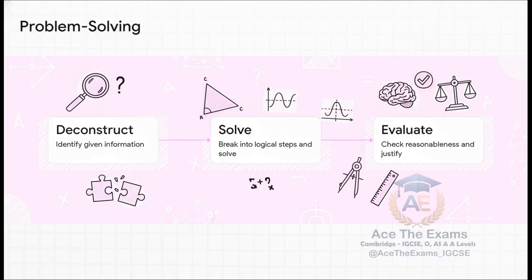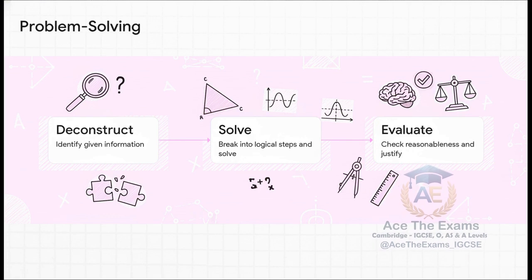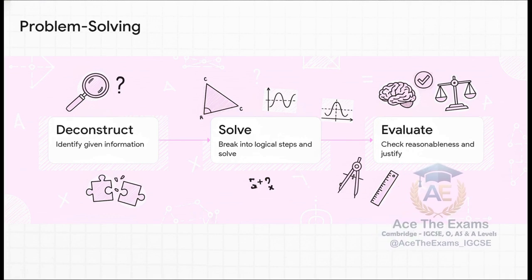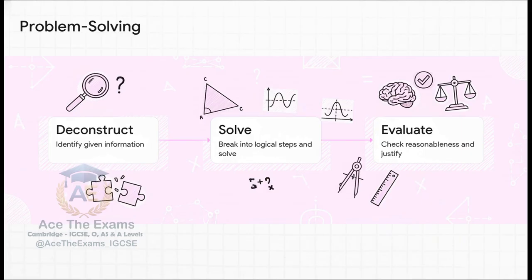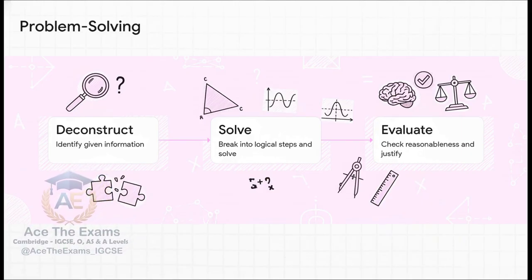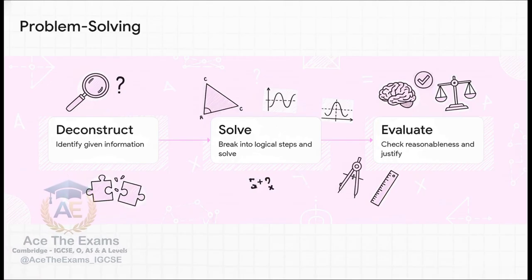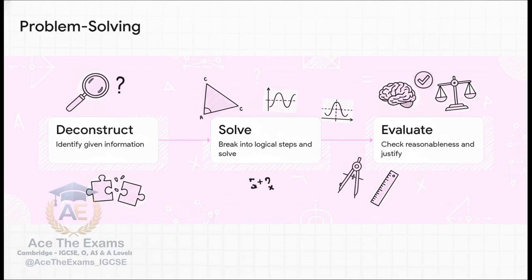Step 3. Evaluate for reasonableness and justify. Does your final answer actually make sense within the strict parameters of the trigonometry context? You have to justify your decisions with clear, undeniable mathematical evidence. This evaluative loop proves to the examiner that you aren't just a basic human calculator. You are a high-level analytical mathematician capable of auditing your own work.